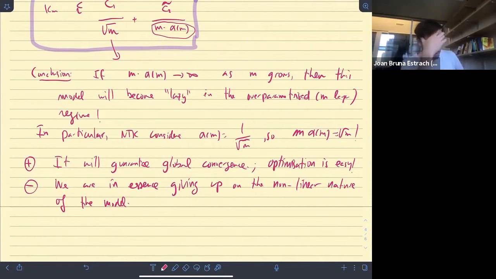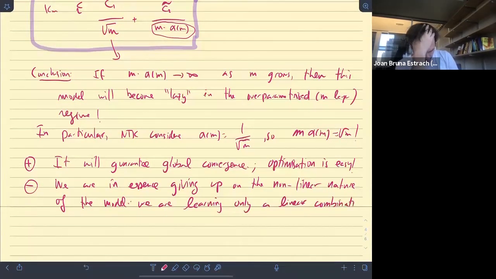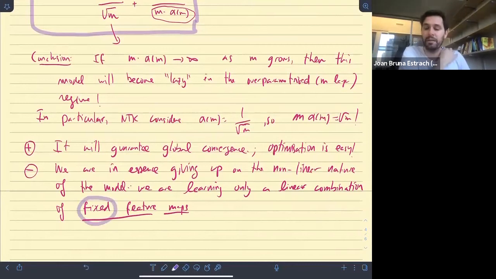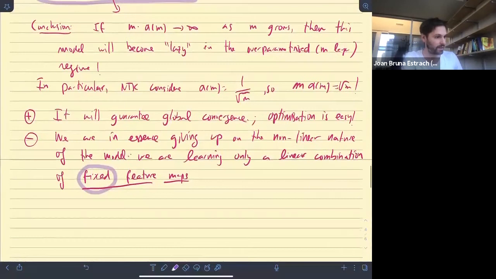Basically, what I'm saying is that we are learning only a linear combination of fixed feature maps. The keyword here is that it's fixed. Remember that the linearized model at initialization, theta zero, hasn't seen any data. So theta zero completely determines the tangent plane. The model is just going to be using whatever features theta zero decided to create. These are not adapted to the data. So basically, there's no representation learning.